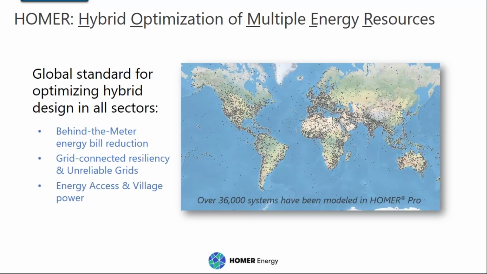As well, we try to serve the markets of energy access and village power, which is bringing electricity to people that don't currently have power, and there it's especially relevant to choose between extending the grid or creating a microgrid to serve your electrical needs. And finally, we have our island utilities, which is the perfect example of a microgrid, and that's also a cornerstone of HOMER Pro's business.